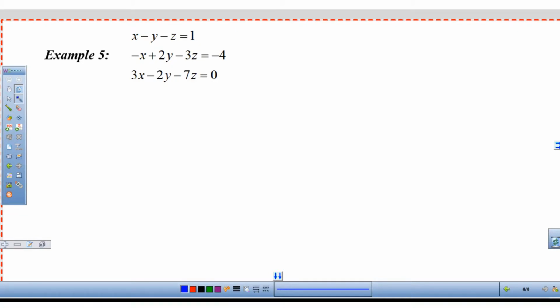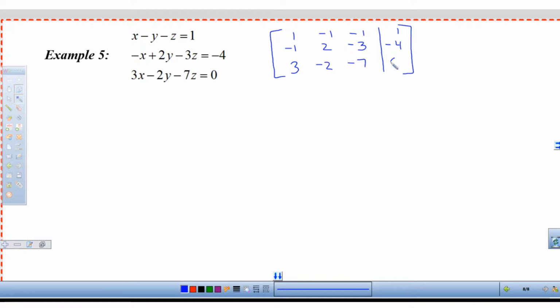Okay, here we go. Nice and slow. Across the top: 1, -1, -1, solid line, 1. Then -1, 2, -3, -4. Then 3, -2, -7, 0. The first thing I need is a 0 right there. How easy. All I have to do is add the rows together.